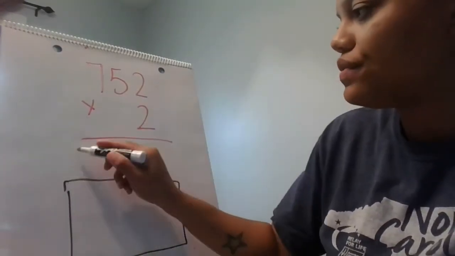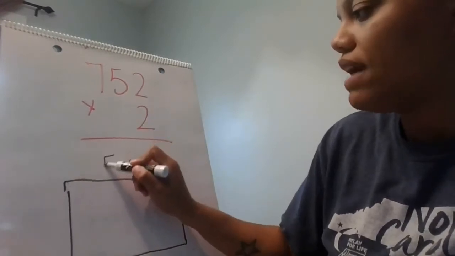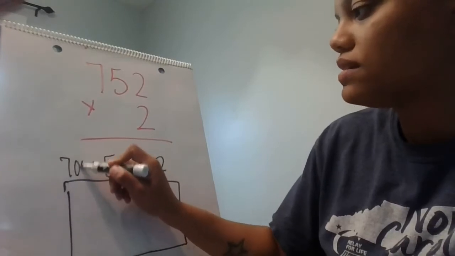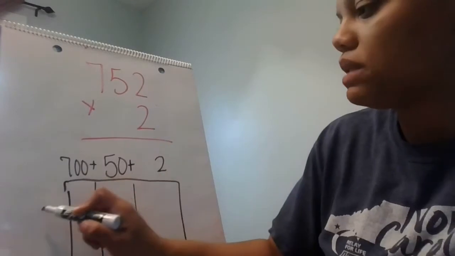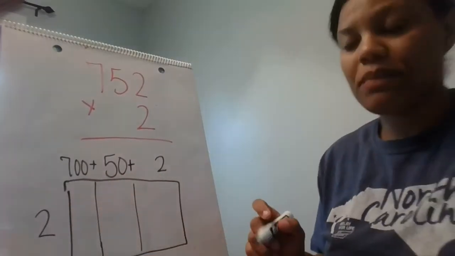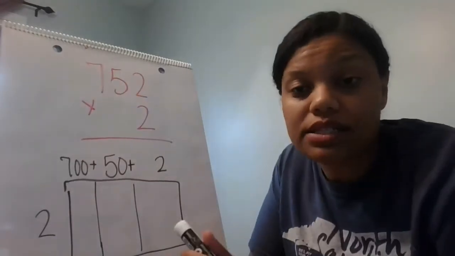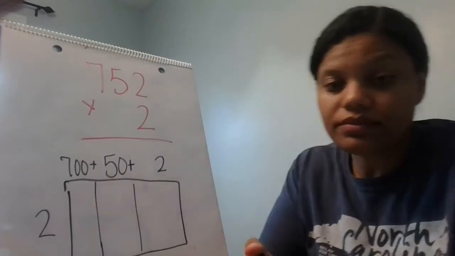So 752: the value of the 2 in the ones is 2. The value of 5 tens is 50. And 7 in the hundreds is worth 700. And then I'm multiplying it by 2 ones. Now my 5th graders, you can go ahead and do your standard algorithm. So pause the video, work it out, then unpause and come back and we'll check it together.